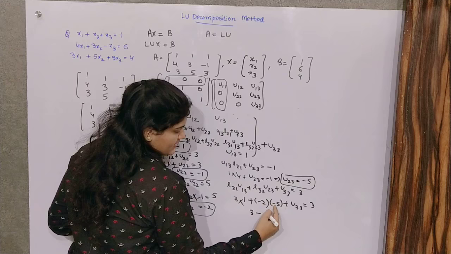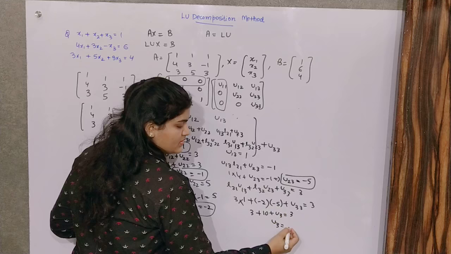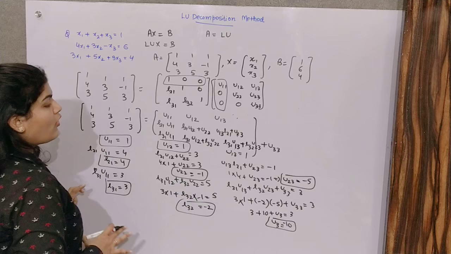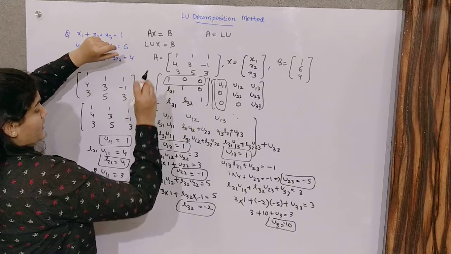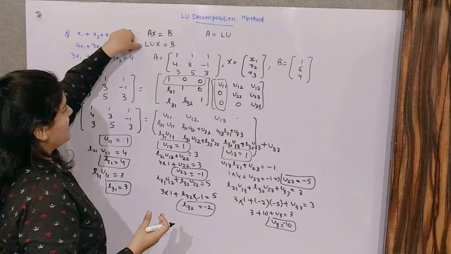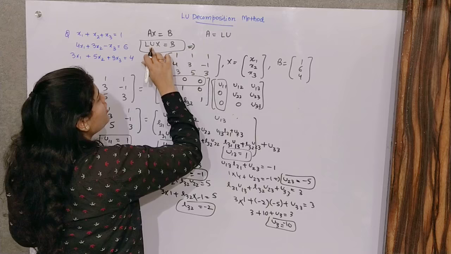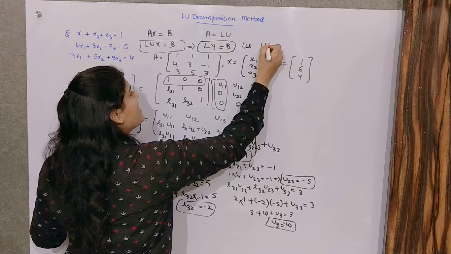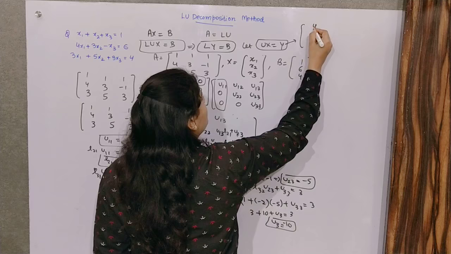So, U3 becomes minus 10, right? So you have got all these values. Now substitute. You have got your lower triangular matrix and upper triangular matrix, LU. If you put the value of A as LU, and let us suppose that UX is Y, where Y is a matrix having the elements y1, y2, y3, okay?